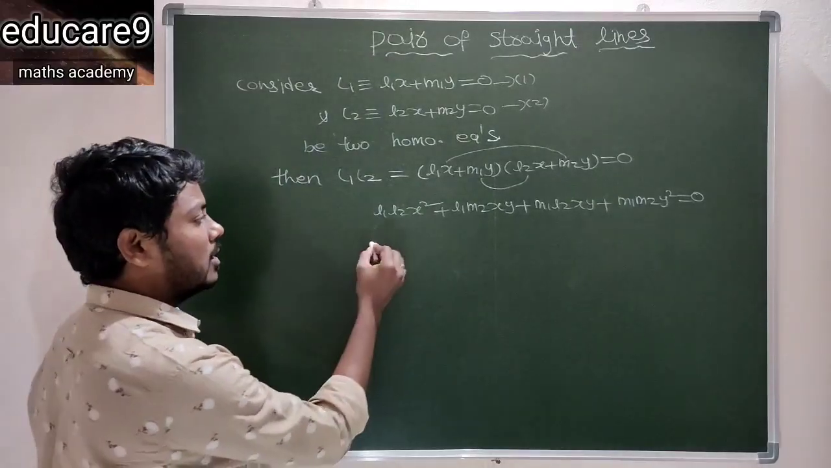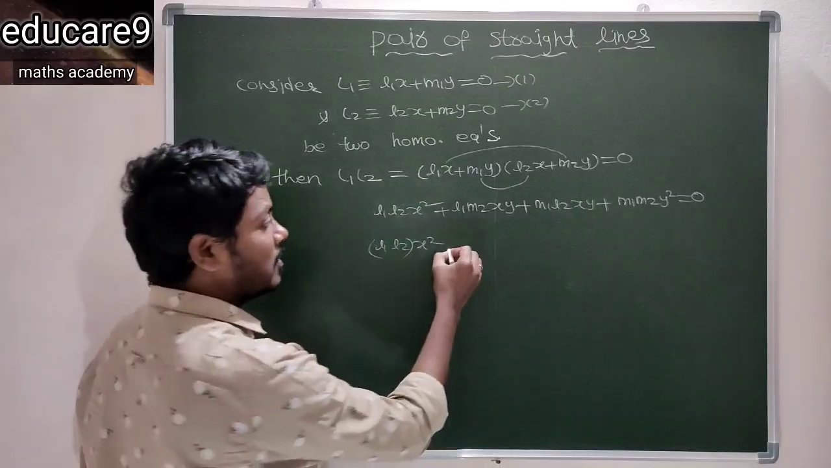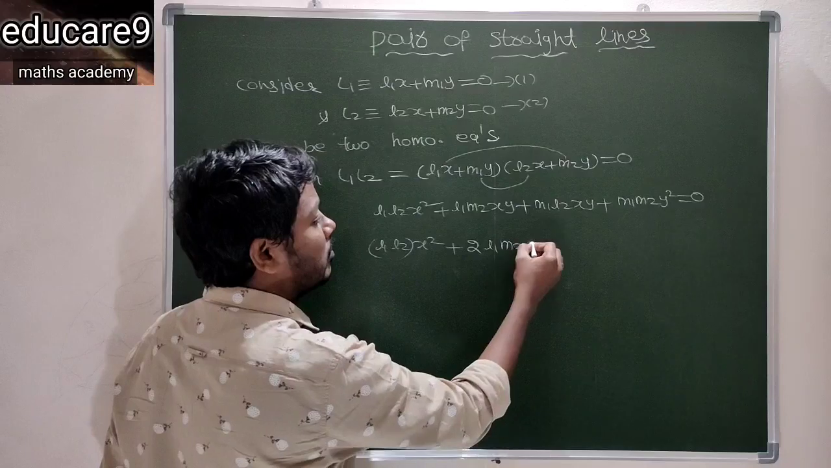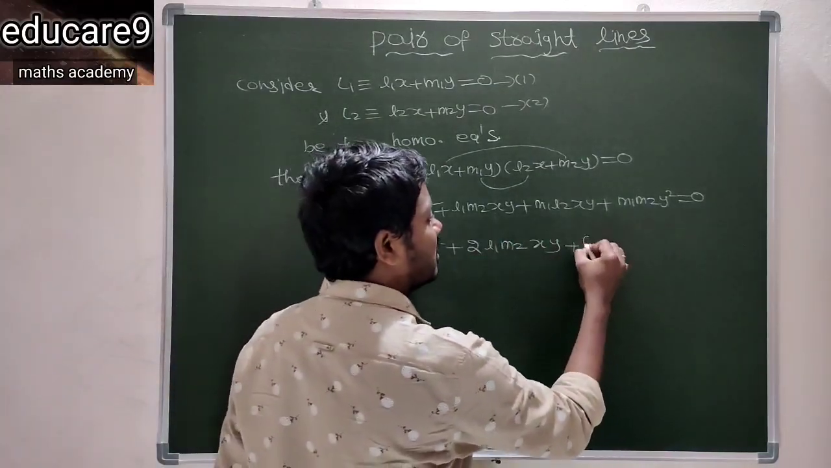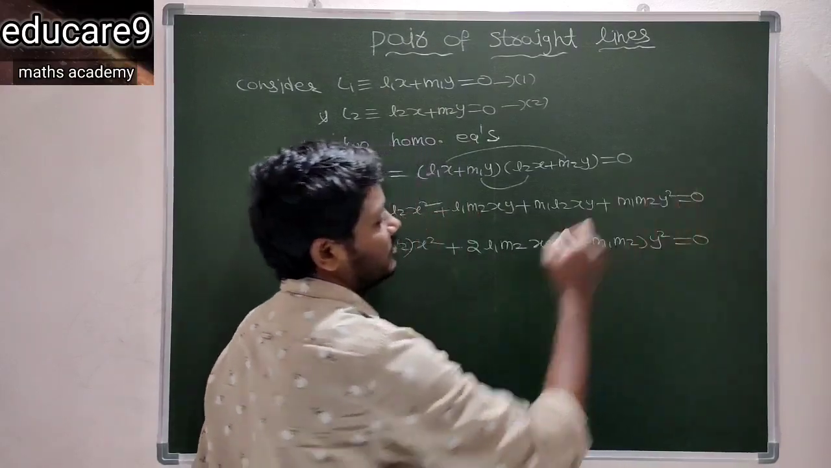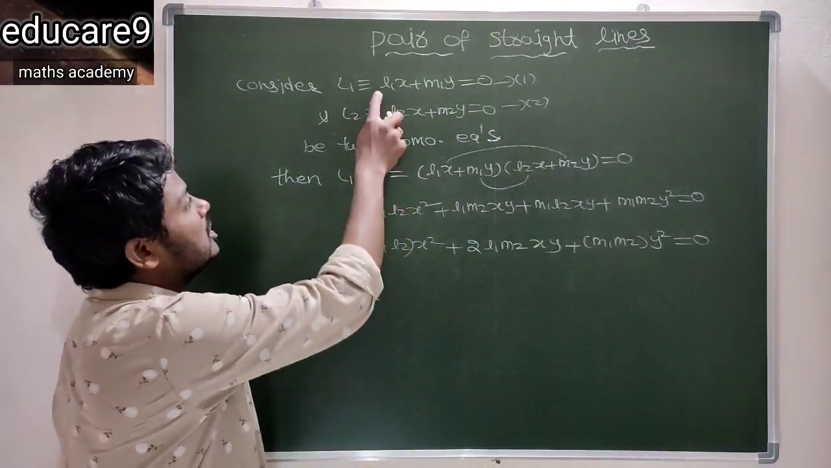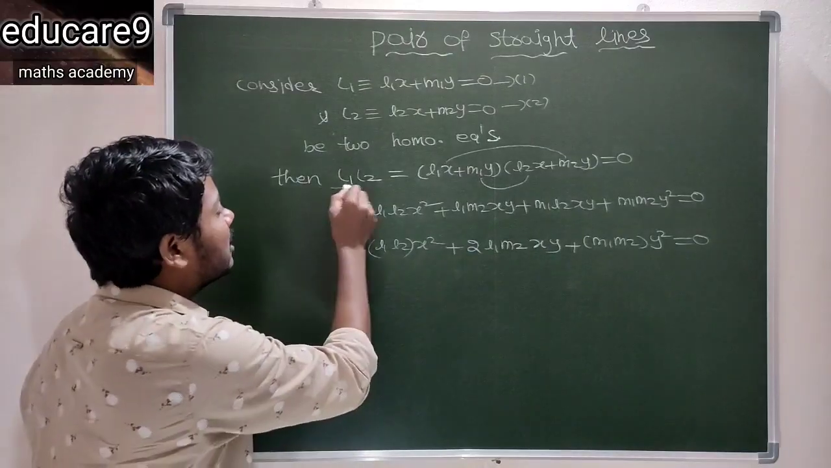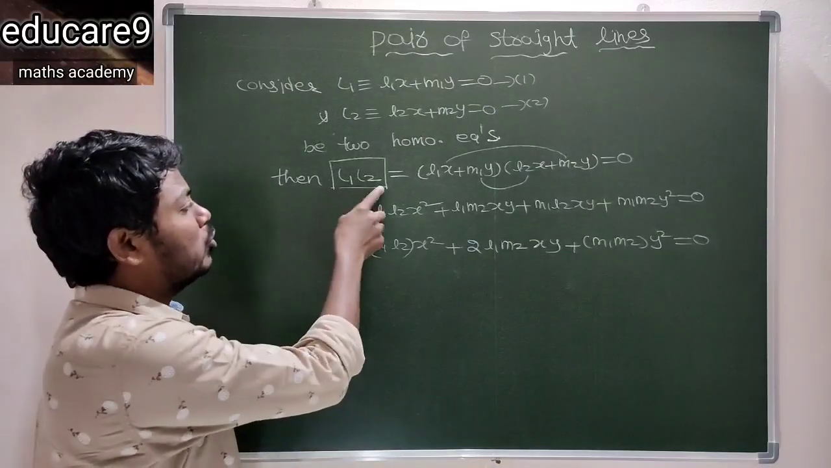Then how to write this one? L1 L2 x square plus 2L1 M2 xy. Next, plus M1 M2 y square is equal to 0. So once you observe here, these two are homogeneous equations. Then the product of two homogeneous equations.